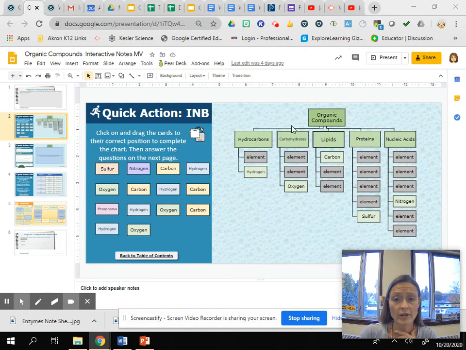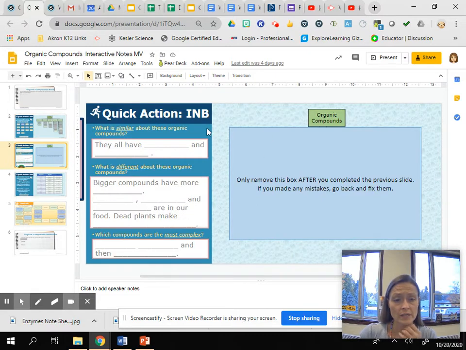And then carbohydrates, we know it's got 3 elements. One of them is oxygen. What are the other 2? And then lipids, we know it has carbon, so we have to remember what the other 2 elements are. And then you're going to do the same for proteins and nucleic acids. You're going to click and drag all of these over.